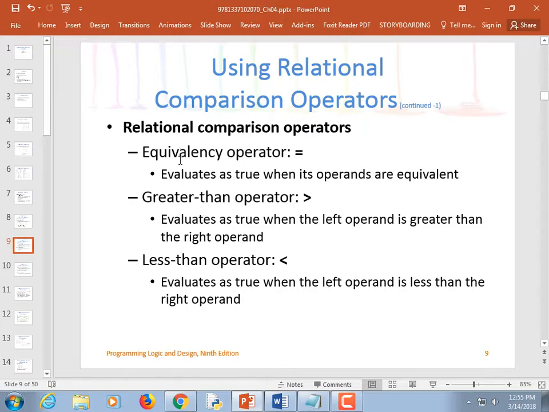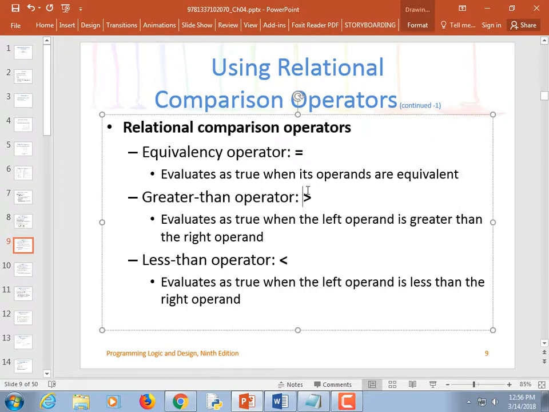All right, I don't think we need a big explanation of what these do. Less than evaluates as true when the left operand is less than the right operand. We're just defining these in the jargon now. Greater than means evaluates as true when the left operand is greater than the right operand. So the left operand would be this thing on this side. The right operand would be the thing on this side. And so if A is in fact greater than 10, then the expression is true.